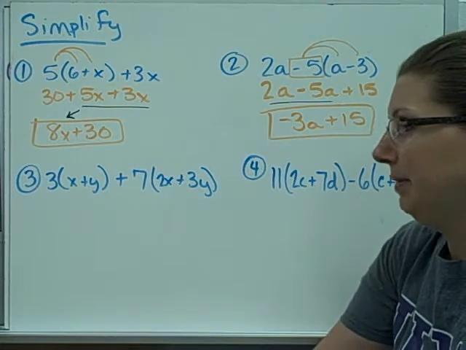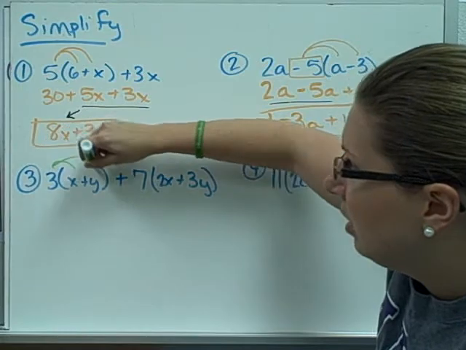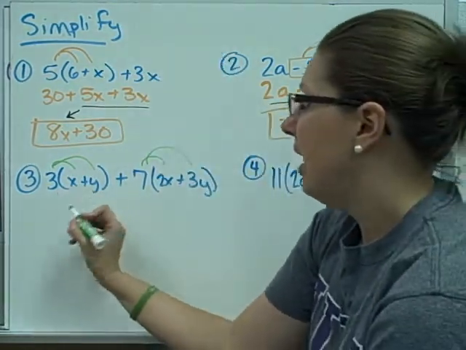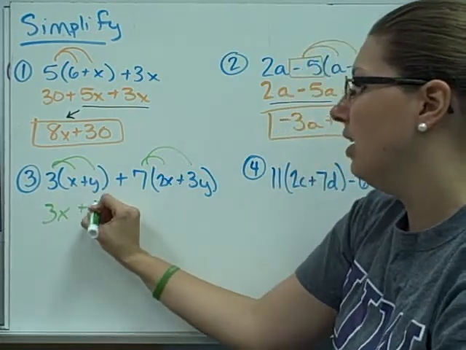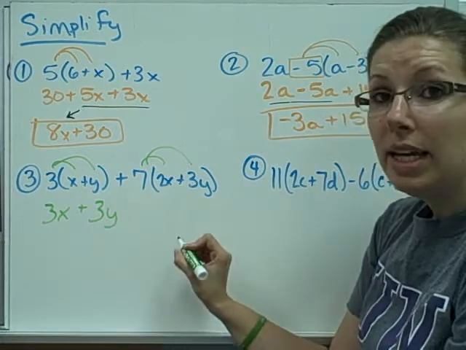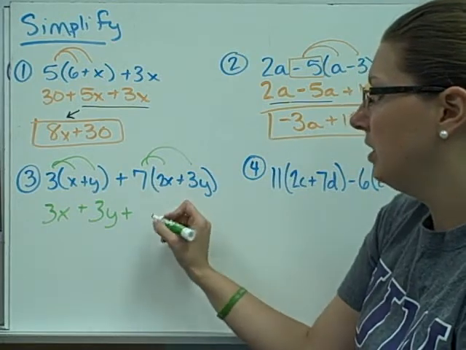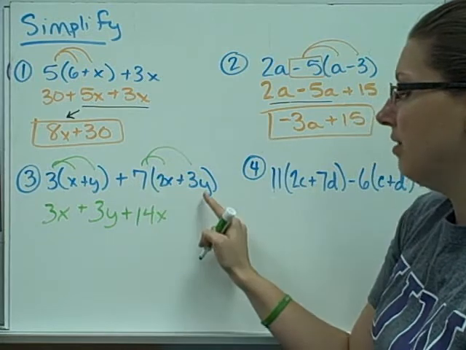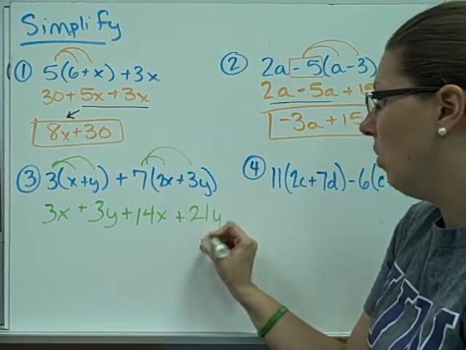All right, here's a big one. Here we go. So I'm going to distribute here and here. 3 times x, 3x. 3 times positive y, positive 3y. Okay, I'm lucky here because I have a positive 7, so that's good. Positive 7 times positive 2x is positive 14x. Positive 7 times positive 3y is positive 21y.